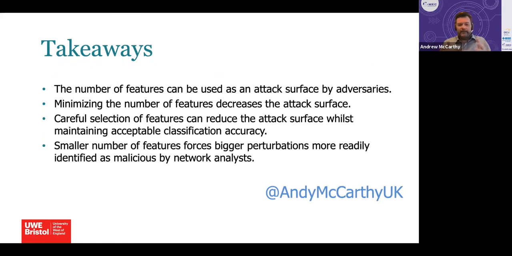So if we think about, just to leave you with a few words really. Basically the number of features can be used as an attack surface, and we can reduce that attack surface by reducing the number of features. But if we're careful about how we select those features and which features we keep, we can reduce the attack surface, but also maintain the acceptable classification accuracy. And then the smaller number of features forces larger perturbations, which hopefully are more readily identifiable as malicious to the network analysts.